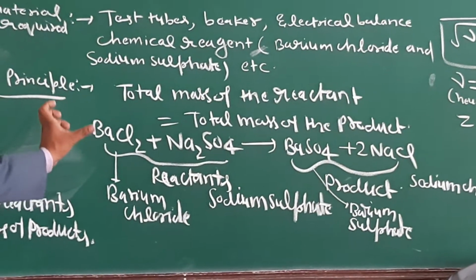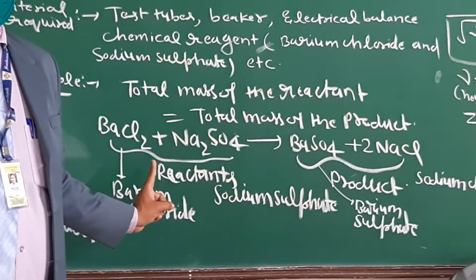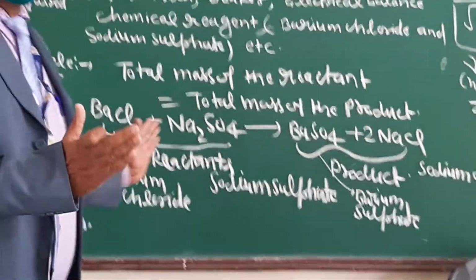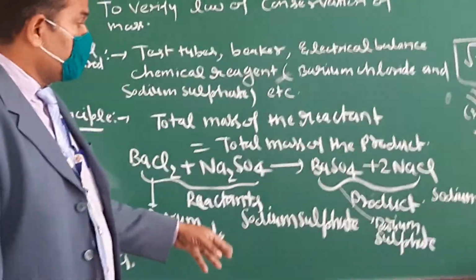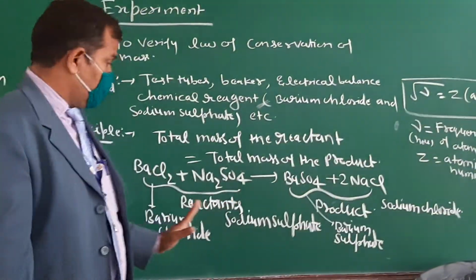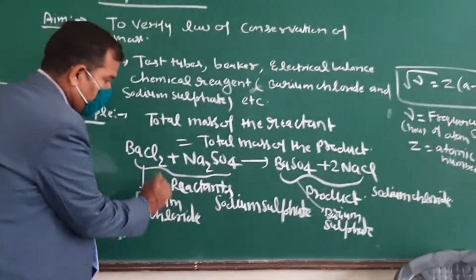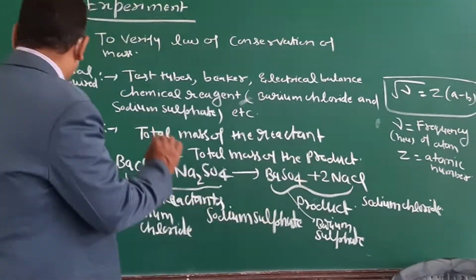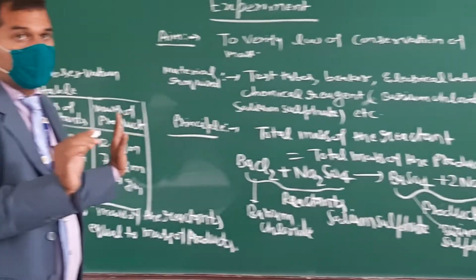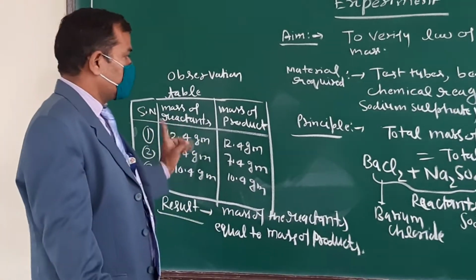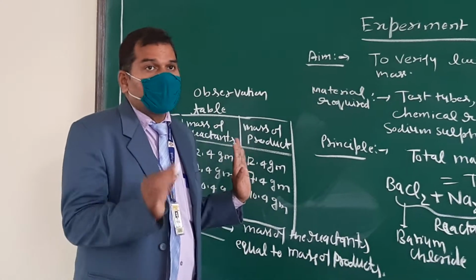Here we take barium chloride and sodium sulfate. These are the reactants. When barium chloride reacts with sodium sulfate, then barium sulfate and sodium chloride are formed. These are the reactants and these are the products. We will make an observation table here: serial number, mass of the reactants and mass of the products.